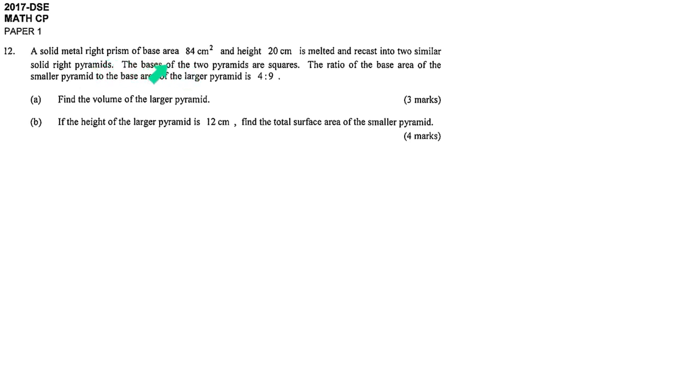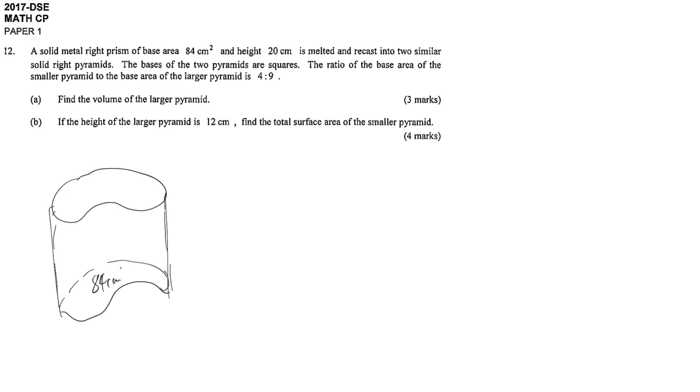About area and volume questions again. They say that there is a right prism with a square base area 84 cm square. They didn't mention the shape, so I just randomly draw a shape. And then they say that the base area is 84 cm square with the height 20, which is good enough to calculate the volume of this solid.